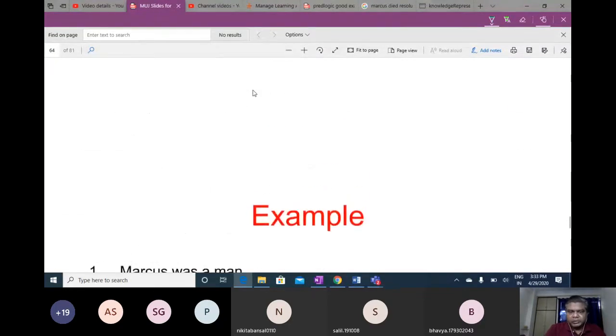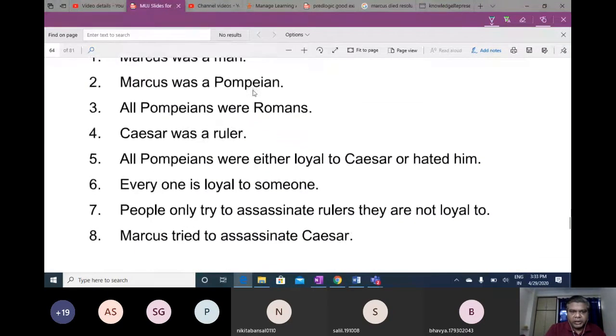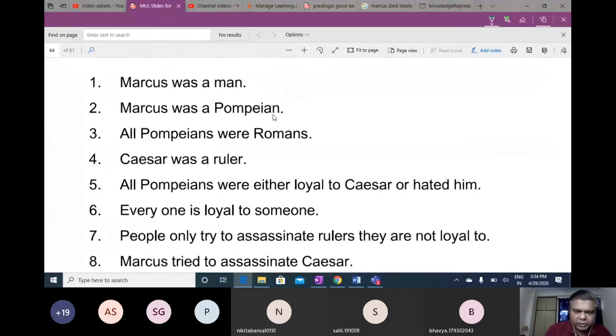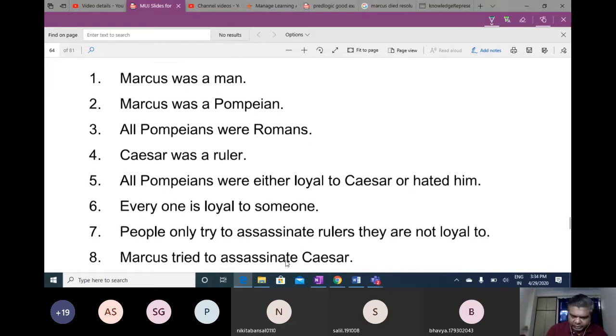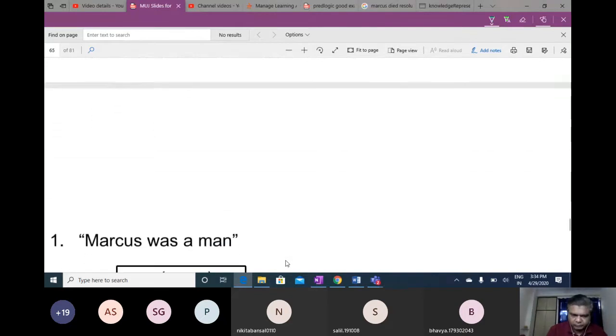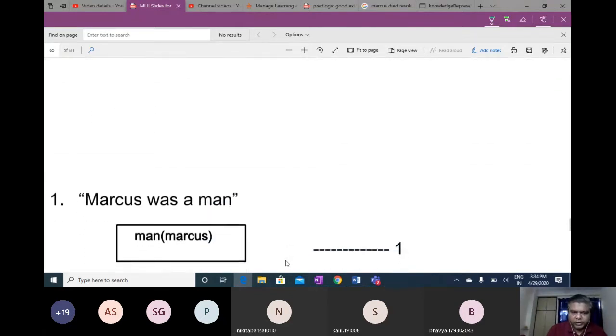So our example, if you remember, what were these statements? Marcus was a man. Marcus was a Pompeian. All Pompeians were Romans. Caesar was a ruler. All Pompeians were either loyal to Caesar or hated him. Everyone is loyal to someone. People only try to assassinate rulers they are not loyal to. Marcus tried to assassinate Caesar. Now the question is whether Marcus hated Caesar.